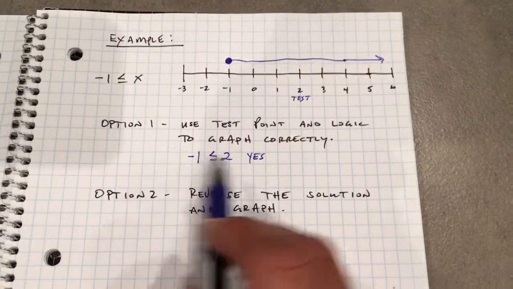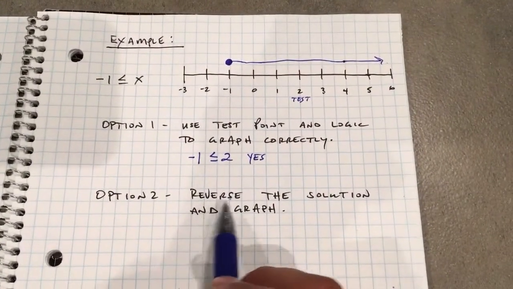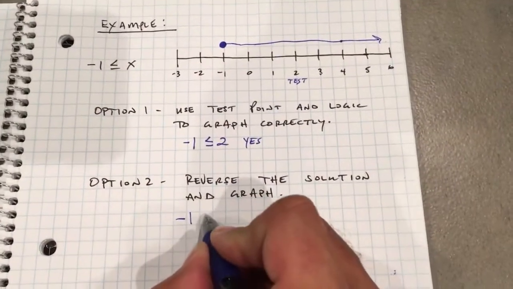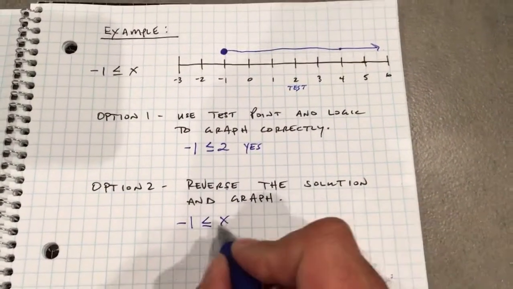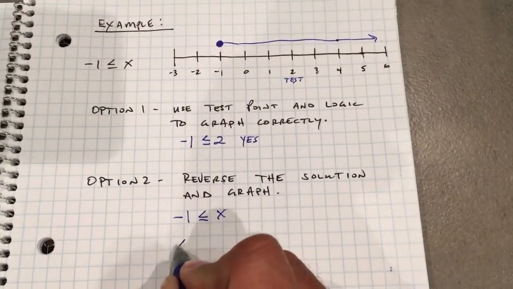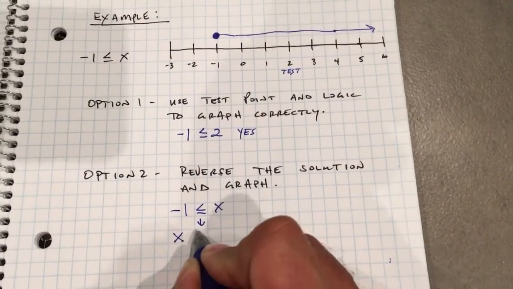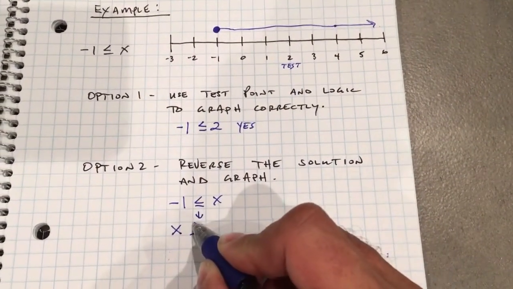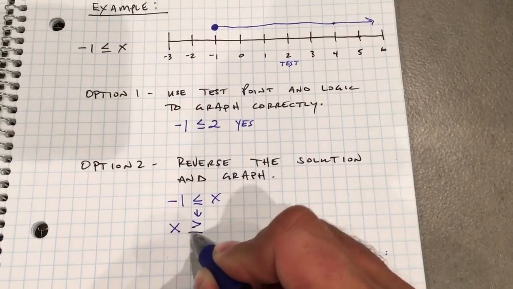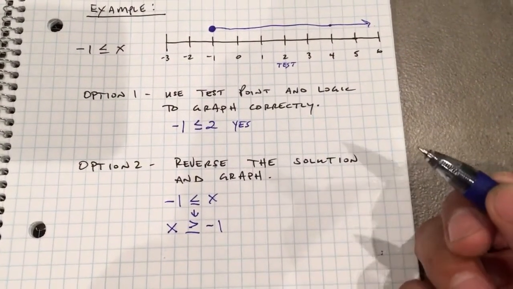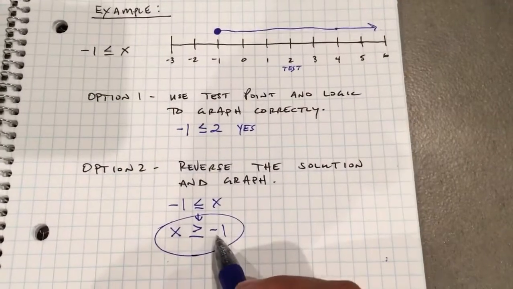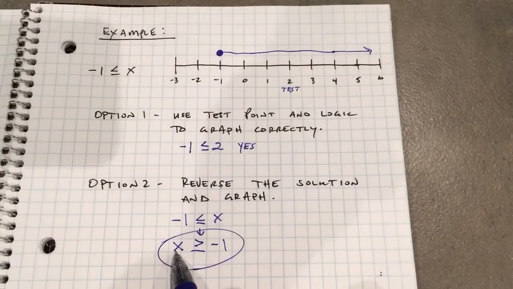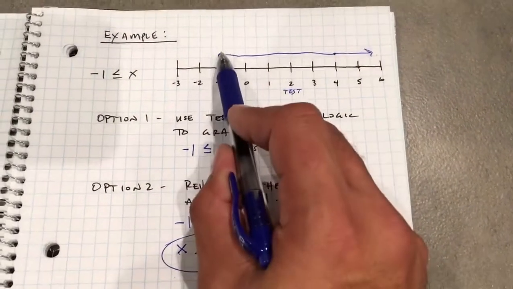Okay, now option 2, if that doesn't make sense to you, you can reverse the solution and then graph. So you're going to take this solution and completely reverse it. The x goes to the left. Look what happens to the symbol. That has to switch because the open side is towards the x. So now it says x is greater than or equal to -1. So we use a closed circle at -1. Where are the numbers greater than -1? To the right.